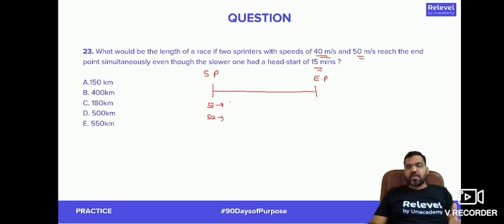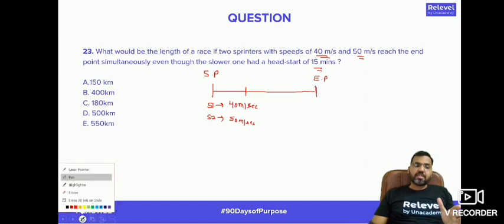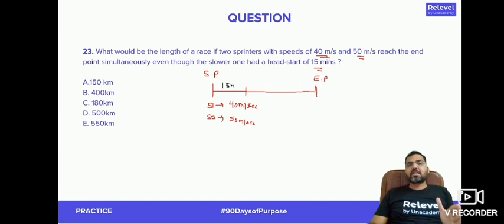The speed of sprinter 1 is 40 meters per second. Speed of sprinter 2 is 50 meters per second. Now both of these two are reaching the end point simultaneously, but the slower one had a head start of 15 minutes. That means the slower one started running the race 15 minutes before the sprinter 2.